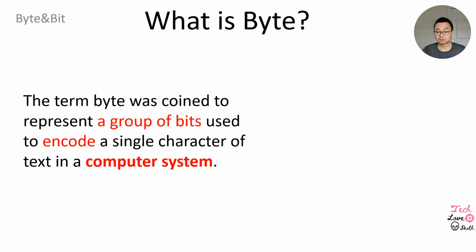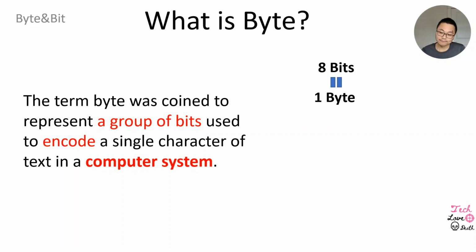Okay, let's take a look at what is byte. The term byte was coined to represent a group of bits used to encode a single character of text in a computer system. There are 3 key points here: group of bits, encode, and computer system. The first one, a group of bits. Let's recall that 1 byte equals 8 bits. So the group means 8.